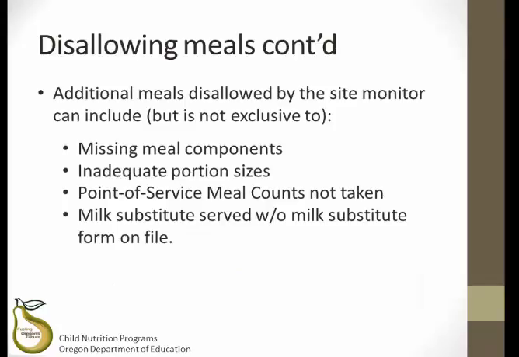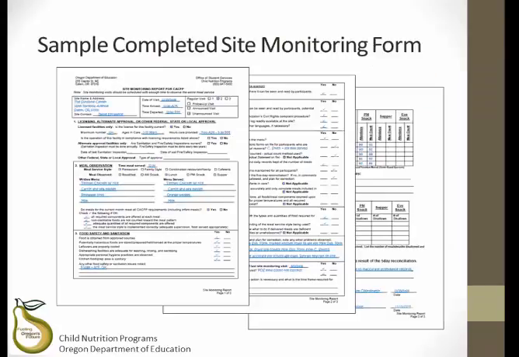In addition to the 5-day reconciliation, other meals may be disallowed by the site monitor as well. This may be due to many reasons, but a sample of some common reasons for disallowing meals can include missing meal components, inadequate portion sizes, point of service meal count errors, and milk substitutes provided to participants without a milk substitute or medical statement on file. Now that we have gone through the general requirements for completing a site monitoring review, let's look at the sample site monitoring form that has been completed.